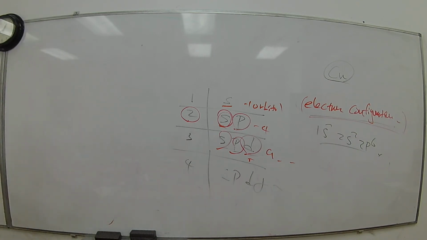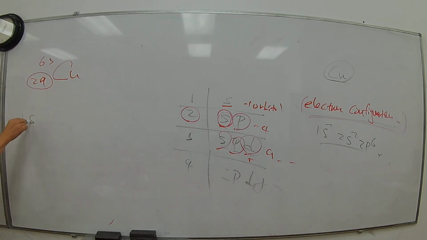So there are 29 electrons in copper. Copper has an atomic number of 29, and its mass is something like 63 or 65. Copper's got 29 electrons, so how are you going to distribute these electrons? You're going to start from the inner shell and go to the outer shell.